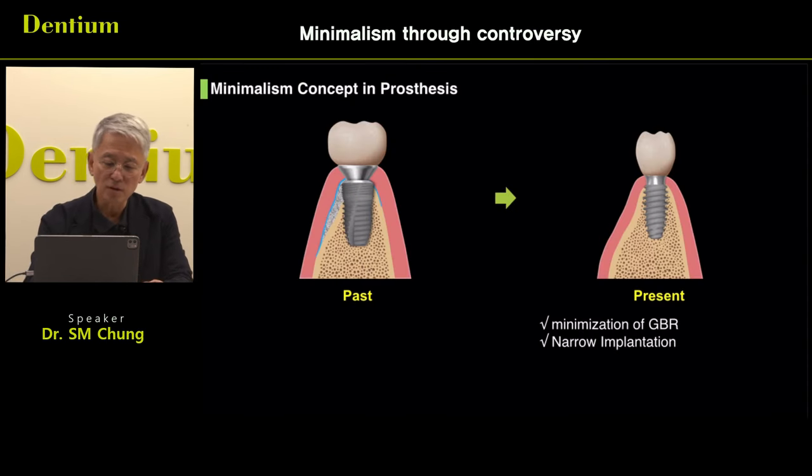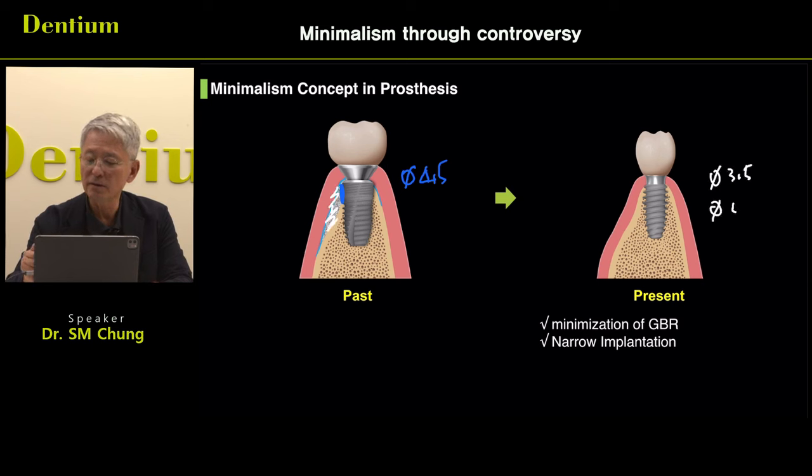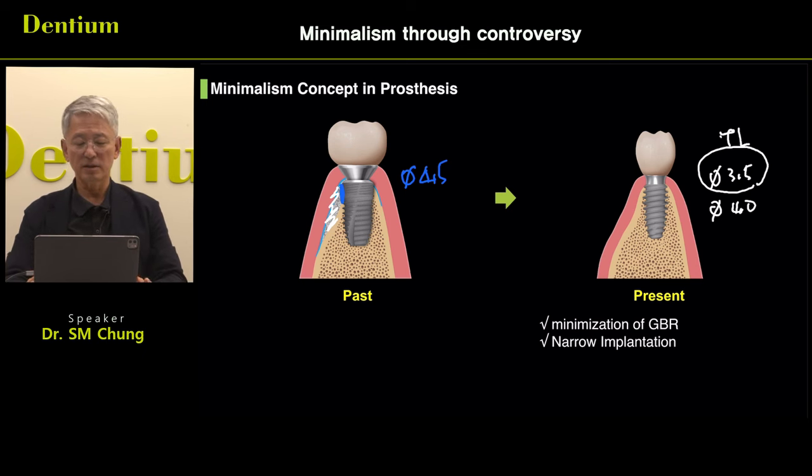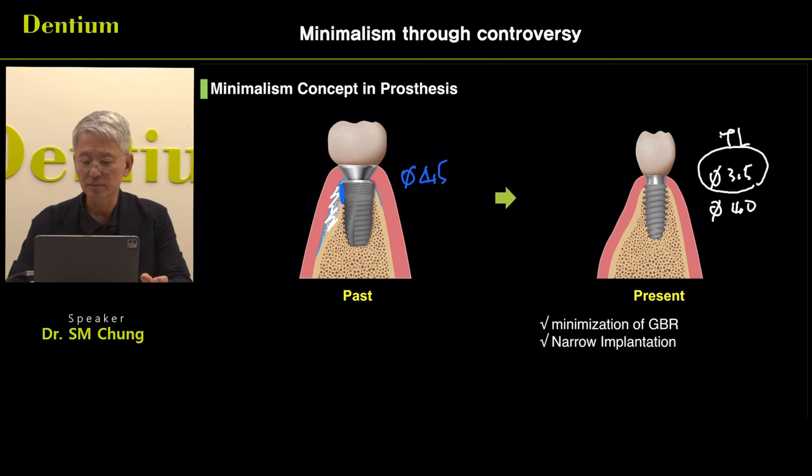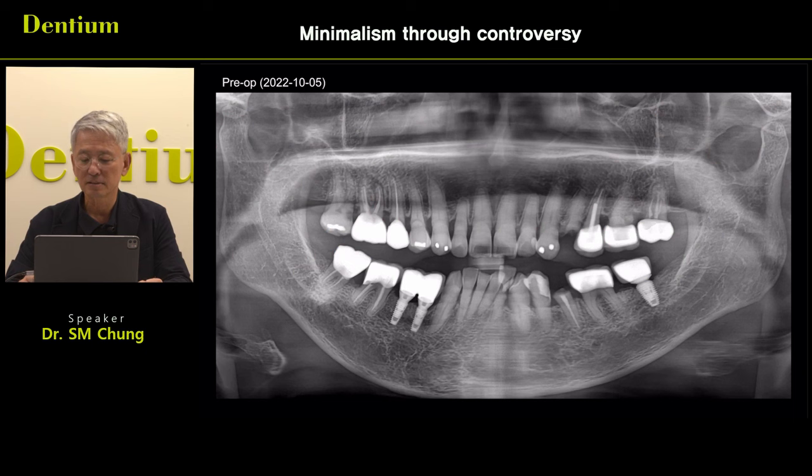And usually with a normal diameter, for example 4.5, there is some exposure of the implant, so we must do bone grafting to cover these areas. But if you place diameter 3.5 or diameter 4.0, and sometimes a 3.5 tissue level implant can be placed in the posterior single crown, with that you can prevent the exposure of the neck to the outside bone.